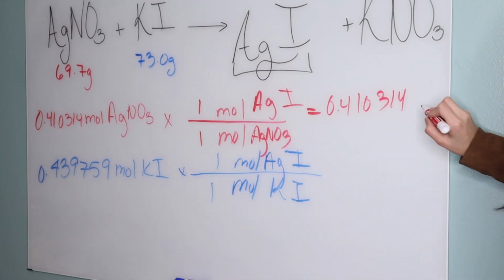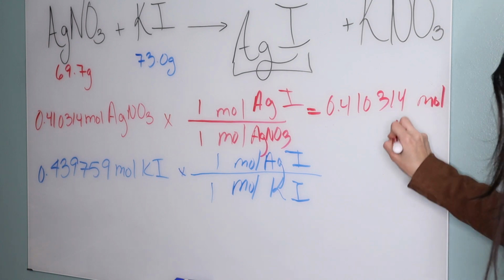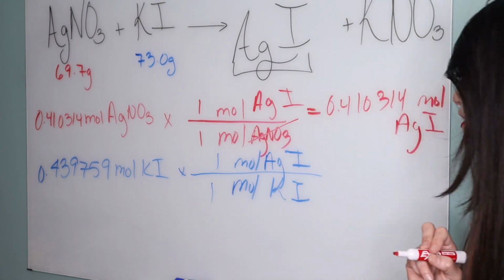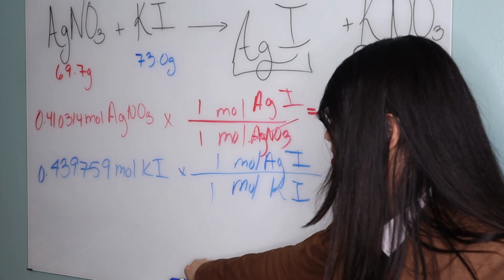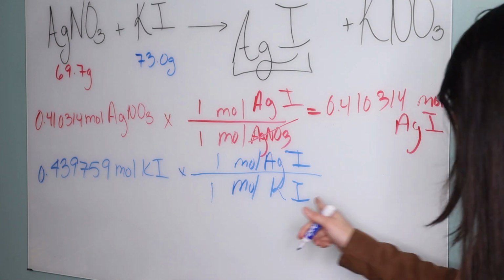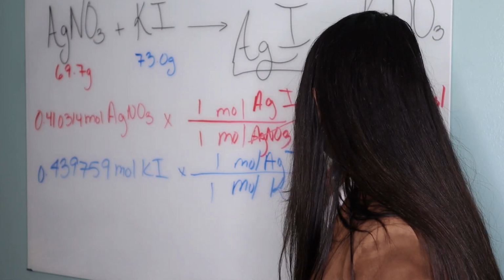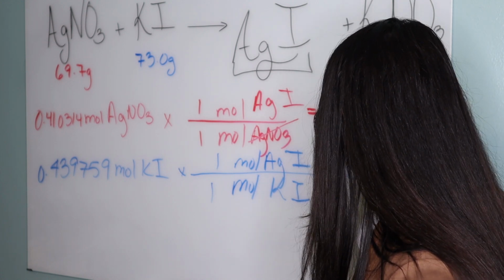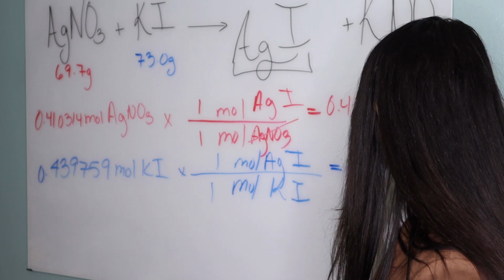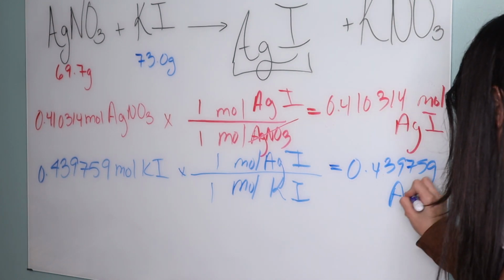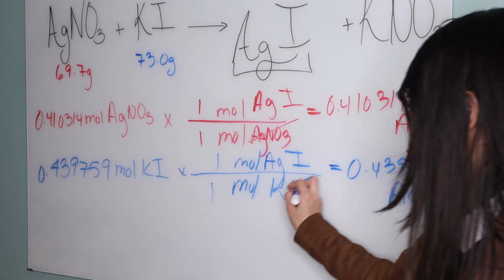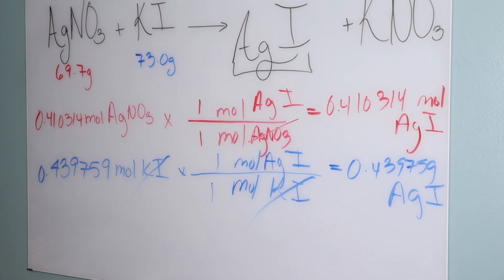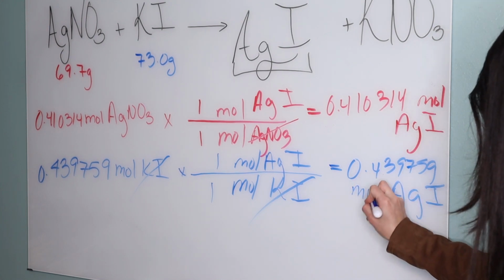But now we have moles of silver iodide. We're able to cross out silver nitrate, and we're going to do the same thing for the bottom. Our silver iodide is going to be our answer. And we're going to get rid of potassium iodide. I forgot to write moles.